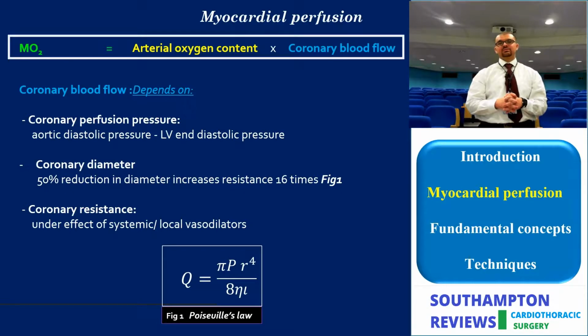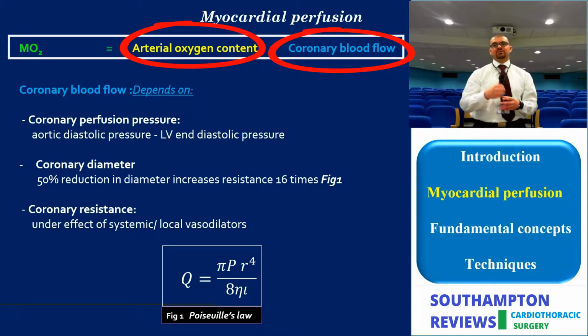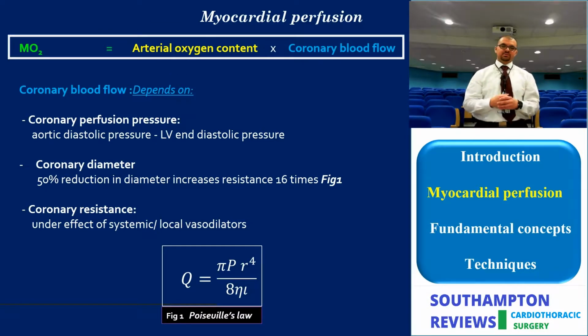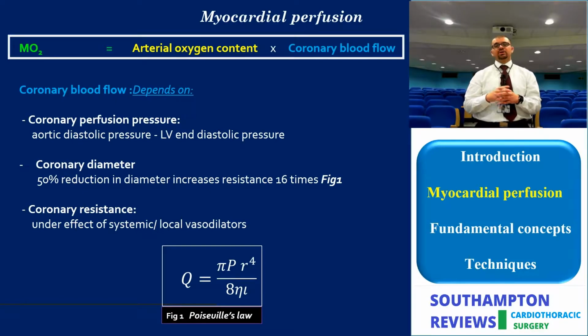To start with the first discipline, myocardial perfusion. In this discipline, we will be looking at the various factors which contribute to myocardial oxygen supply. So myocardial oxygen supply is governed by two main arms. That is, one, how much blood is reaching the heart, as well as how much oxygen is available on that blood. This is roughly speaking. In more technical terms, MO2, that is myocardial oxygen content, is equal to arterial oxygen content times myocardial perfusion or coronary blood flow.